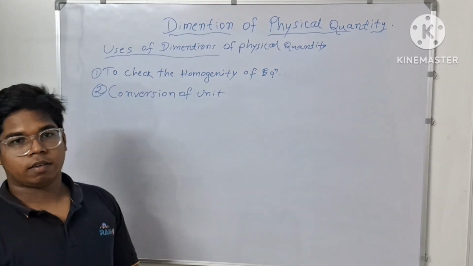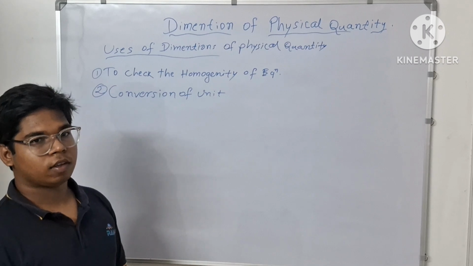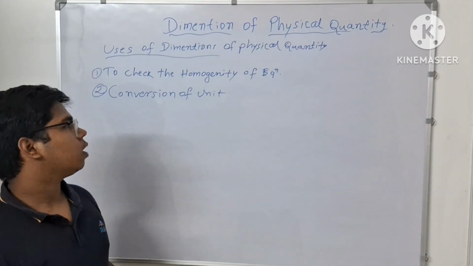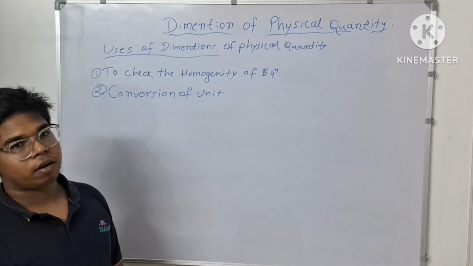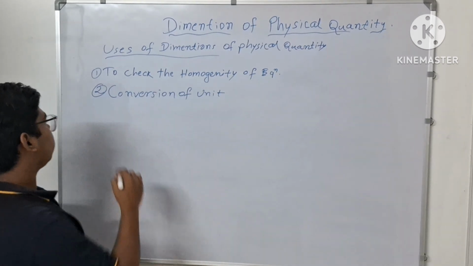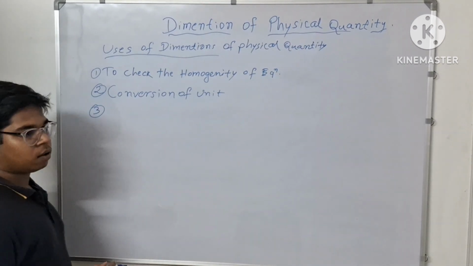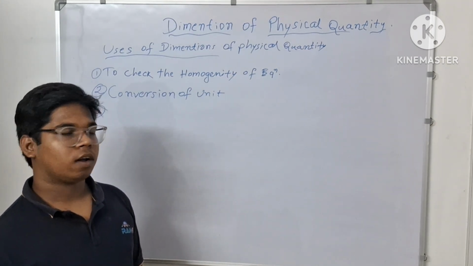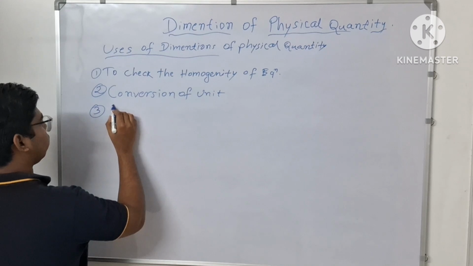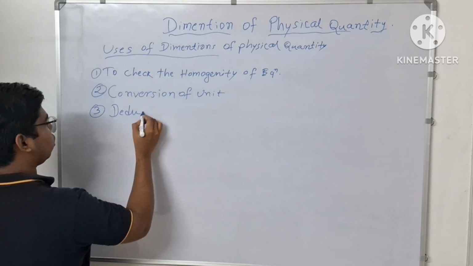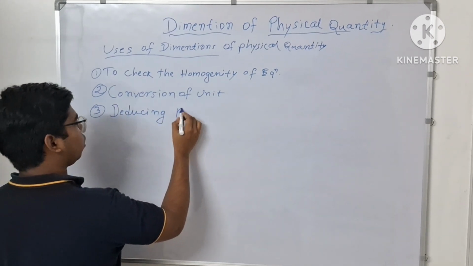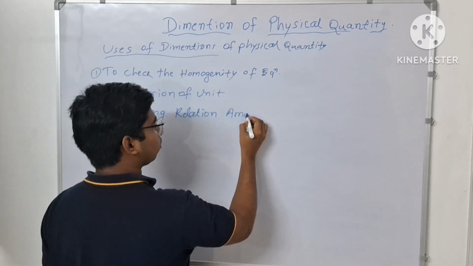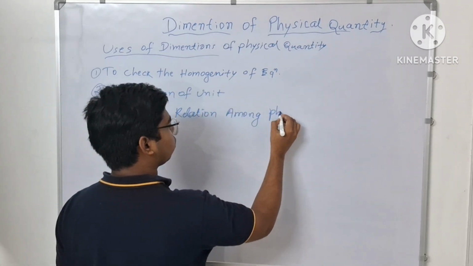If we are working in SI unit, we may need CGS unit. What is the physical quantity like force in CGS unit? So in that case we need the help of this dimension. And third is deducing the relation among physical quantities.